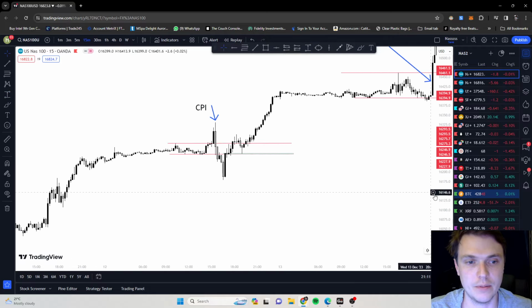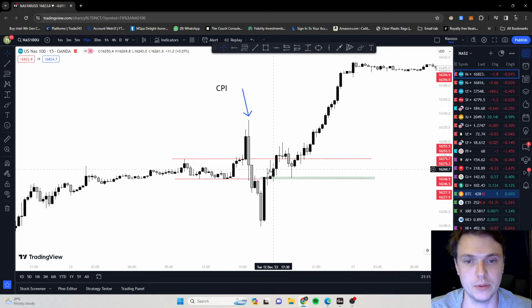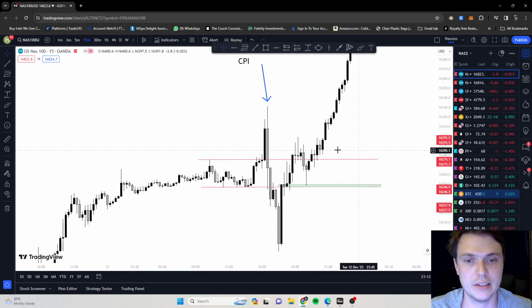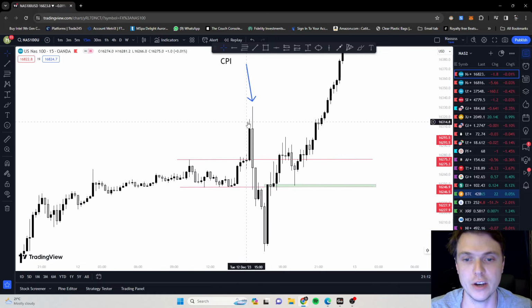It needs to go out and take out the top, the high over there. Let's go to another example. So CPI, we've got the low and the high of the London session. It was at the top. We're not going to buy because it's already at the top. We know it needs to go take out the lows. So it came down and it took out the lows over there.